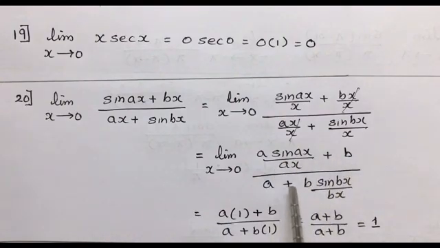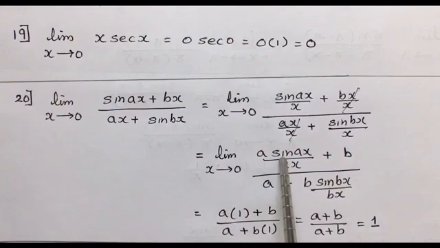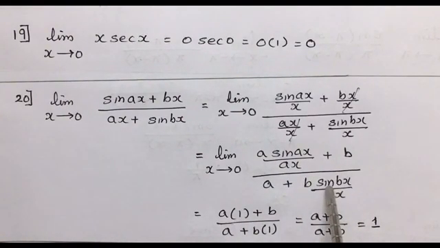After doing the adjustments, sin ax divided by ax is 1, sin bx divided by bx is 1. So we get here a plus b divided by a plus b, and the final answer is 1, because a plus b and a plus b will get cancelled. So the final answer will be 1.